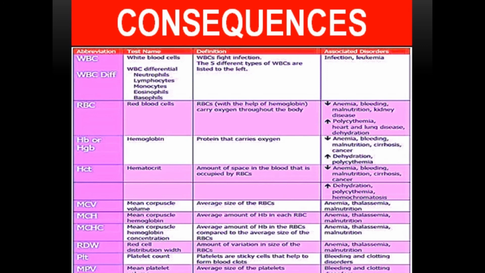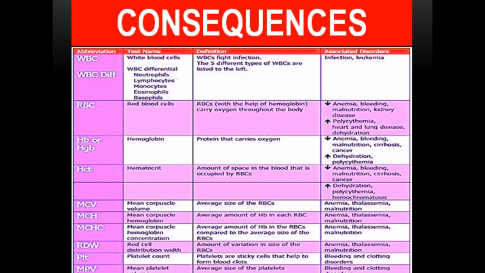In case of low hemoglobin levels, there may be anemia, bleeding, malnutrition, or cirrhosis or cancer, which decreases the synthesis of the RBC, as well as the hemoglobin, which is a protein that carries the oxygen. In polycythemia, the concentration of hemoglobin is also increased. So if hemoglobin is increased, then there may be polycythemia. Then we have the hematocrit value, and this is basically the amount of space in the blood that is occupied by the RBC. It decreases in anemia, in bleeding, in malnutrition, in cirrhosis and cancer, just like in case of RBC.